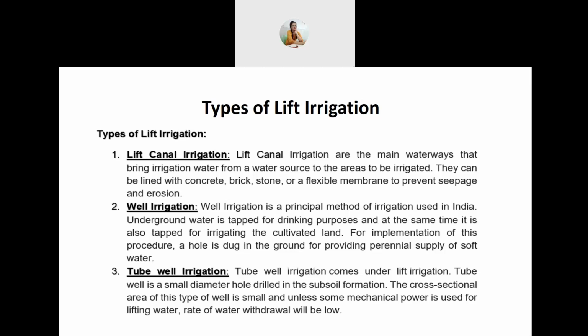Number 3, tube well irrigation. Tube well irrigation comes under lift irrigation. Tube well is a small diameter hole drilled in the subsoil formation. The cross-sectional area of this type of well is small, and unless some mechanical power is used for lifting water, rate of water withdrawal will be low.